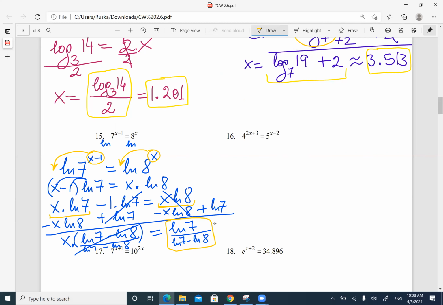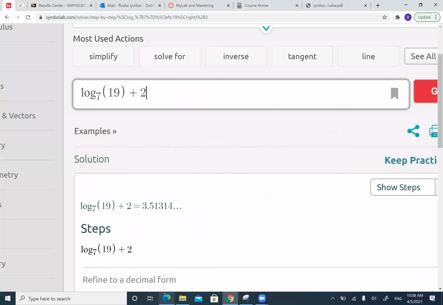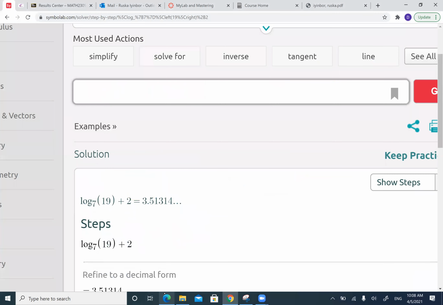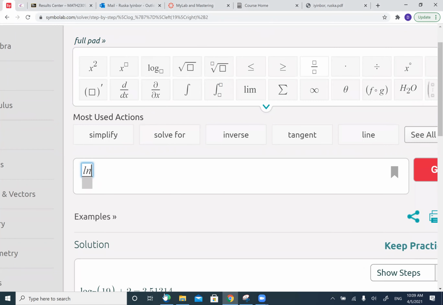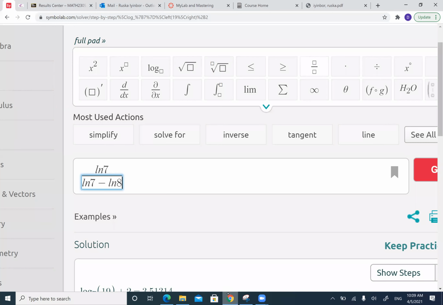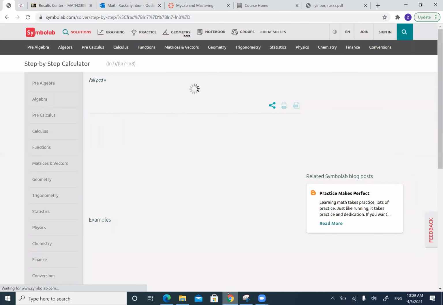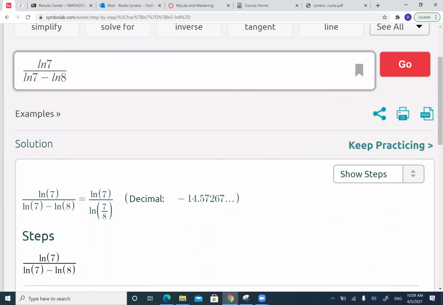And I have to put it in the calculator to see what the approximate solution is. So I'm going to plug that into the calculator. I'm going to delete this, put in a fraction, and do ln. So here we're just going to type it in: ln of 7 over ln 7 minus ln 8. Is that what you have? Yes. And then just enter it the way it is. And the decimal is going to be negative 14.573.